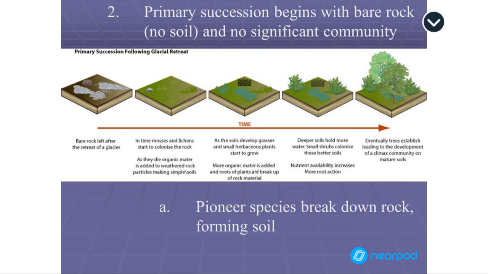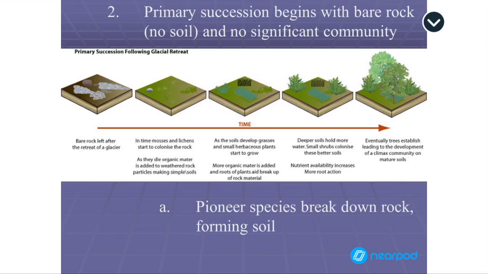So if a landslide cleans everything away down to bare rock from the side of a mountain, primary succession would happen. A new island, primary succession. A parking lot, primary succession. Everything else is going to be called secondary, and we'll talk about that in a minute.